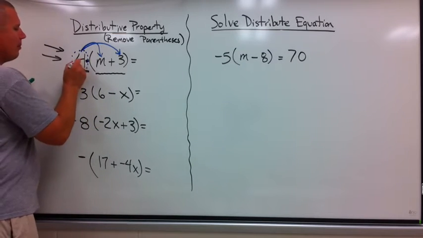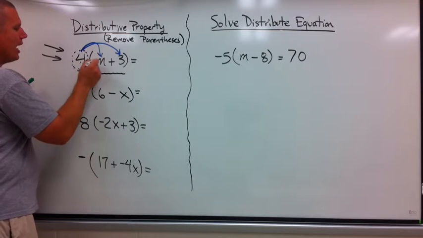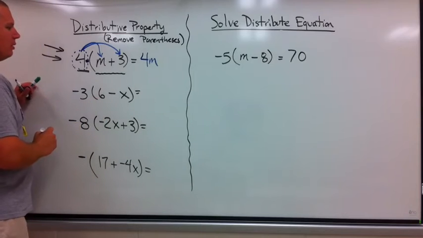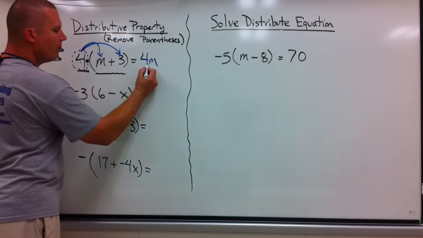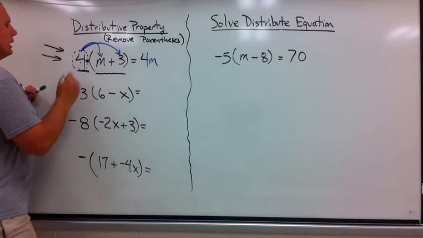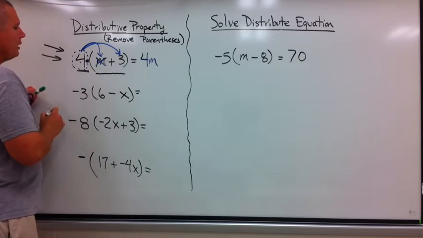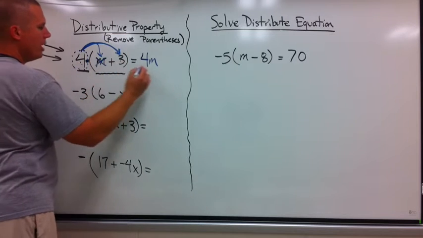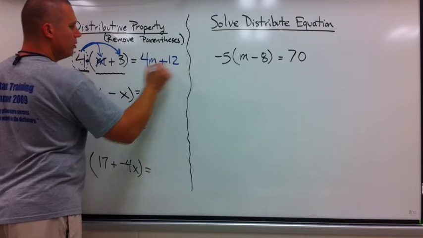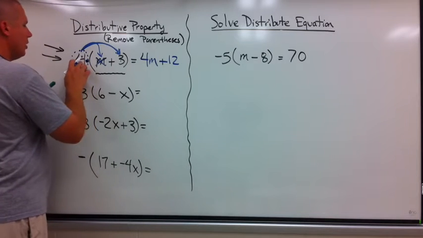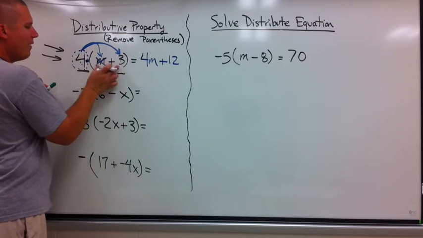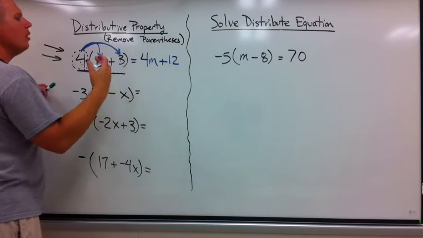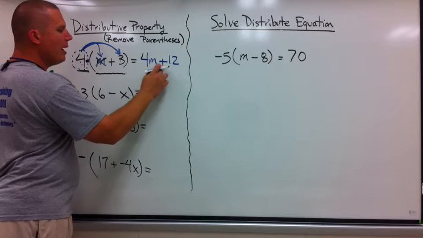Watch. Outside number 4. Jump the fence, 4 times m is 4m. Okay, remember, a number beside a variable stands for multiply. That is done. Cross that off. Jump the fence, 4 times the other number. 4 times 3 is 12. As soon as this jumps over and times it by everything, the parentheses are gone. I do not have to rewrite them. Now I have an expression, 4m plus 12.